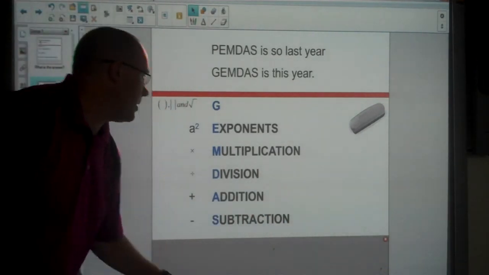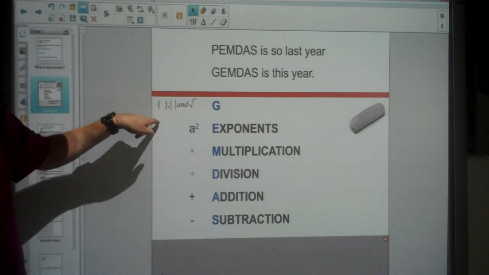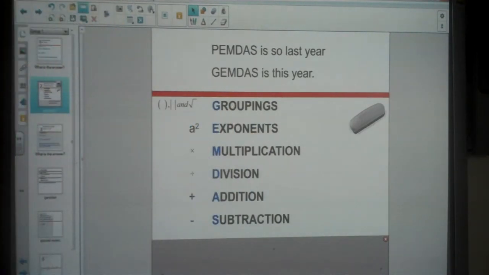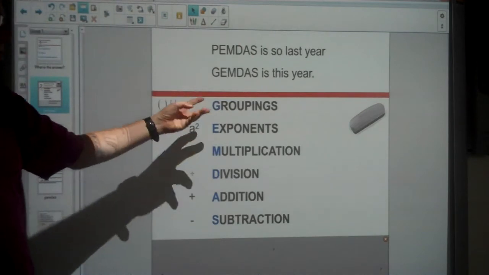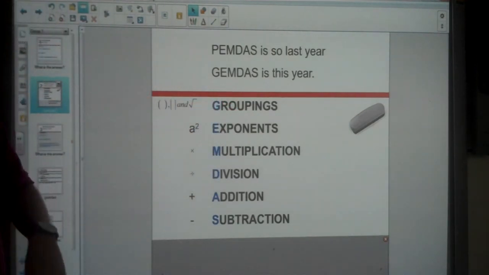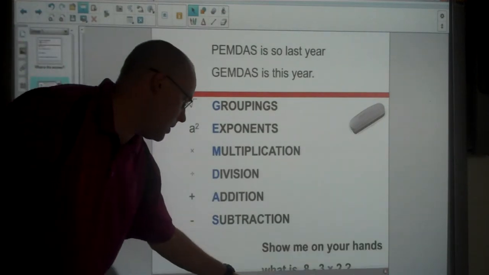Now, the things up here, the square root, absolute value and parentheses, are all examples of something that's been grouped together. So this is why I want to call this G, rather than just limit it to P for parentheses. We want to make sure that we're aware that this applies to all groupings, whether it be square roots or absolute value. So GEMDAS or PEMDAS is important for when we're answering this type of question.